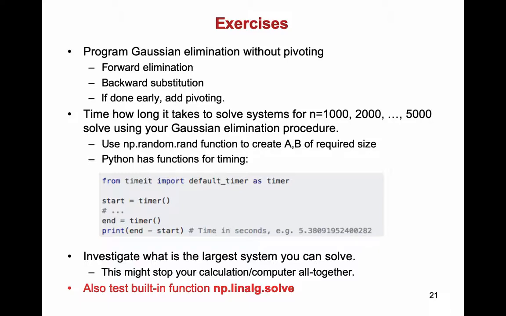And I'm going to ask you to do that for systems of fixed sizes. So we're going to create a random matrix. Now we can use that np.random.rand. Create a random matrix that is, for instance, 100 by 100, and B that is 100 by 1, solve the system, time it, record it. And then I'm going to move on to 1,000, 2,000, 5,000. By 10,000, you might need to wait a long time.